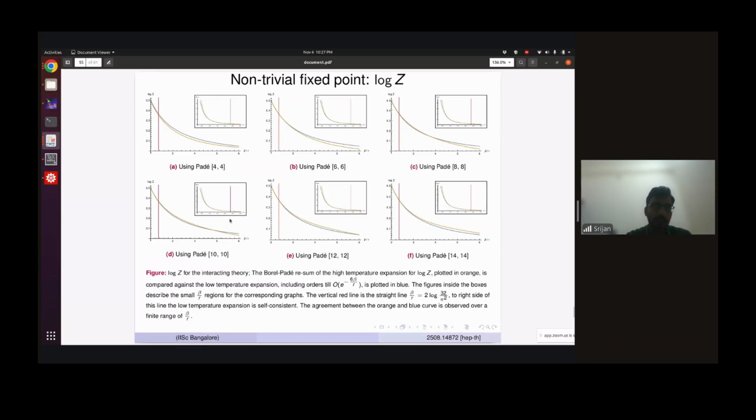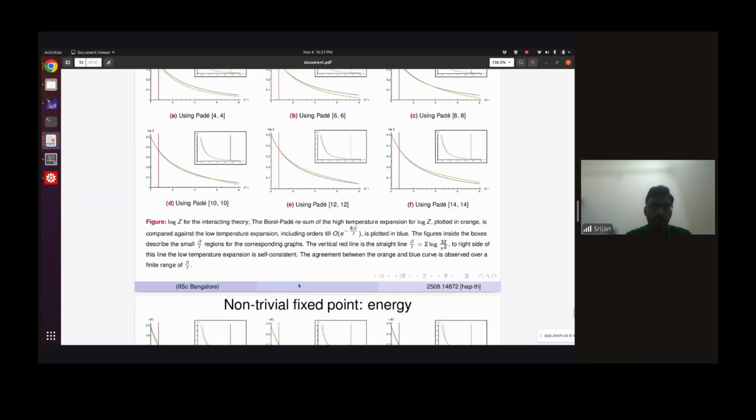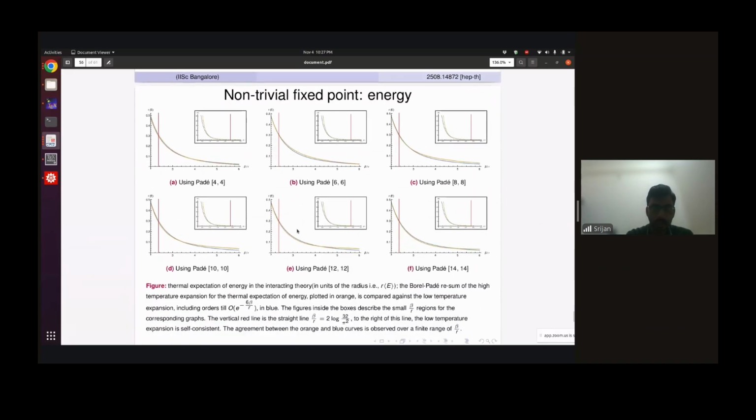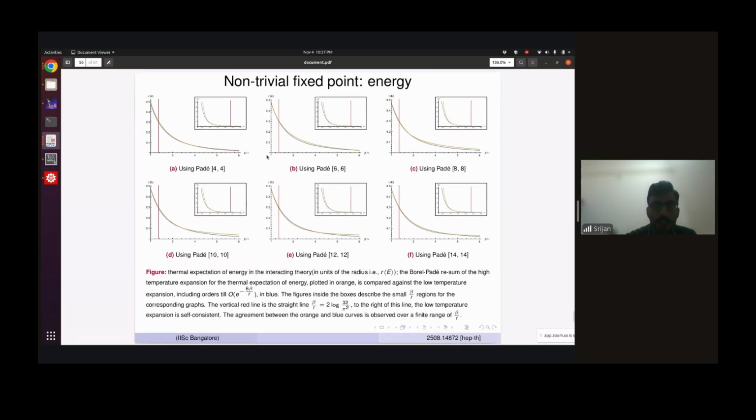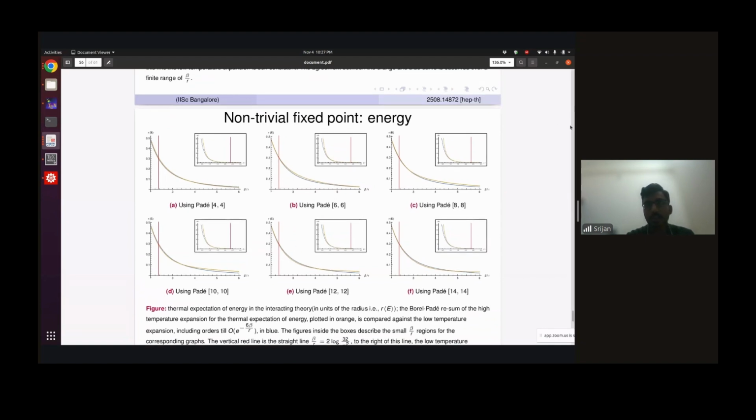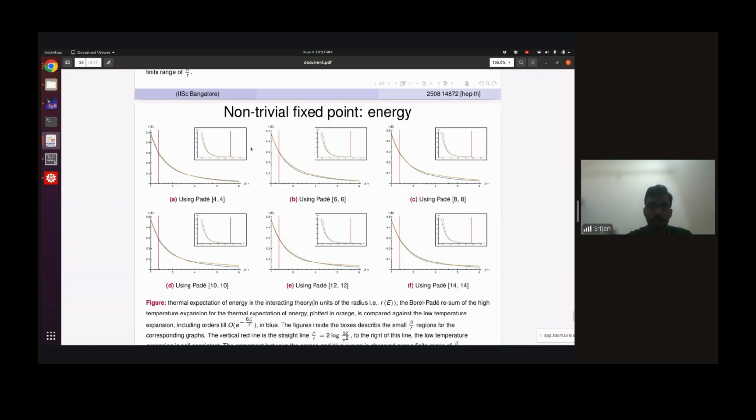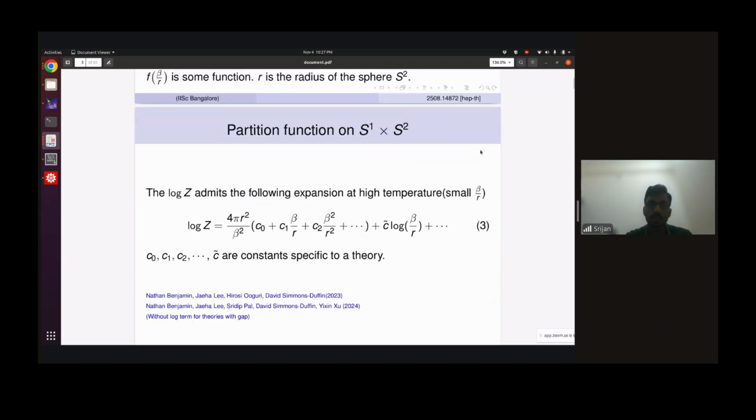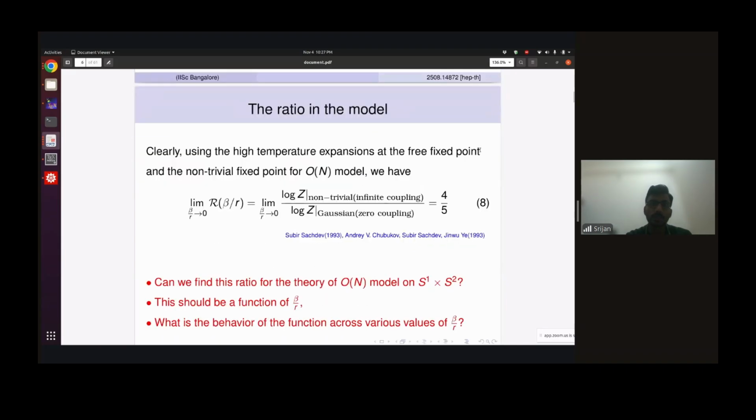I mean, just high temperature and low temperature asymptotics of the same functions in terms of beta by r. Then you can see that for the energy, similar behavior is happening. Then I should go back, I use these results, or the data in these curves, to evaluate this ratio which has been shown here.